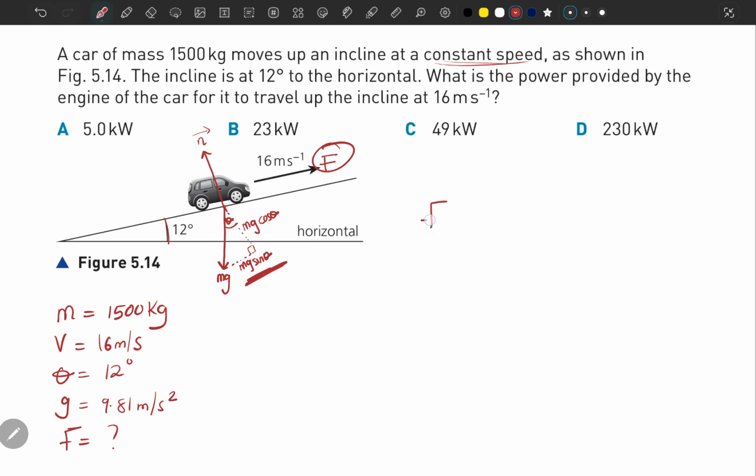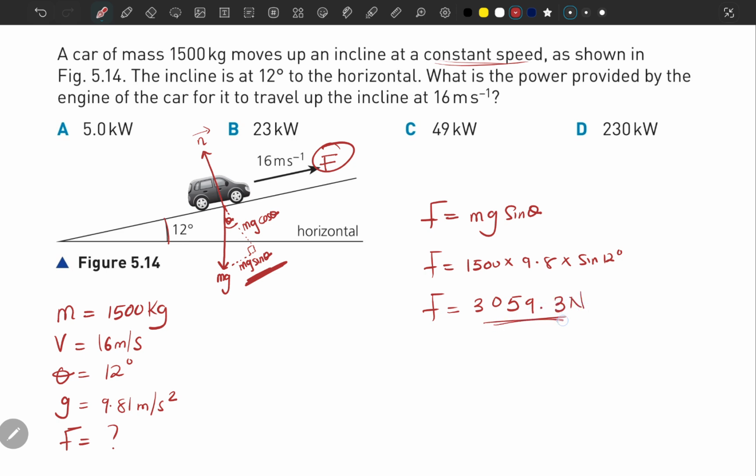So our F is mg sin theta, balancing like that. So our force is mass times 9.8 times sin 12 degrees. Let me punch the calculator. I'm getting 3059.3, I'll leave it to one decimal place, newtons.